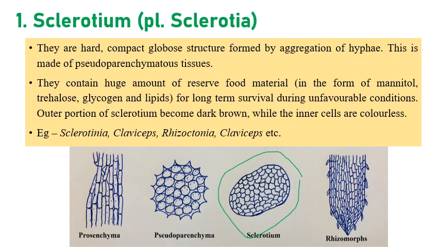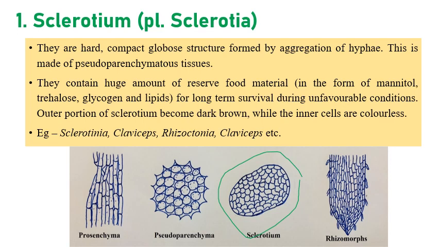This is also composed of pseudoparenchymatous tissues only. It is a hard, compact, resting structure produced by a few pathogens during unfavorable environmental conditions, so it can survive during unfavorable time. Whenever favorable environmental conditions set in, the same sclerotia, which is just a compact aggregation of hyphae, automatically starts to grow with hyphae and produces another mycelium or fungi.